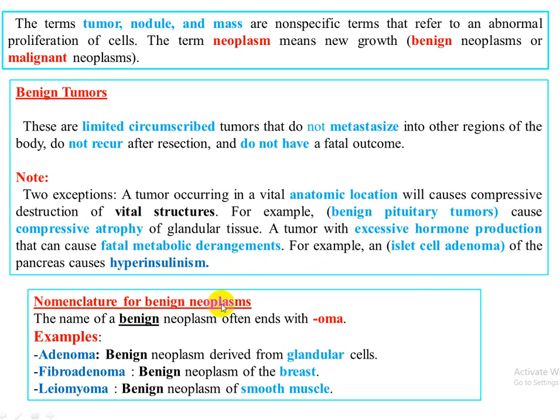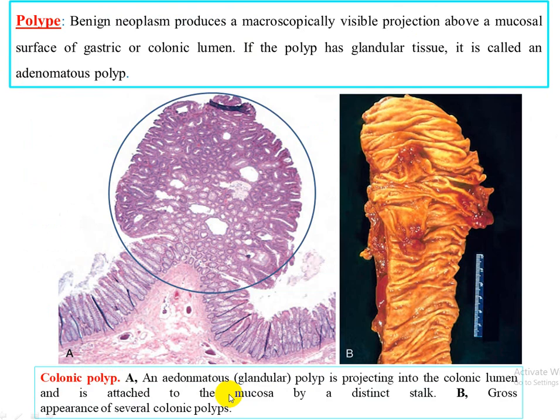Nomenclature of benign neoplasm. The names of benign neoplasms often end with OMA, O-M-A, but not necessarily. For example, adenoma is a benign neoplasm derived from glandular epithelial tissue. Fibroadenoma is a benign tumor derived from fibrous connective tissue and glandular epithelium, as a benign neoplasm of the breast. Leiomyoma is a benign neoplasm of smooth muscle.